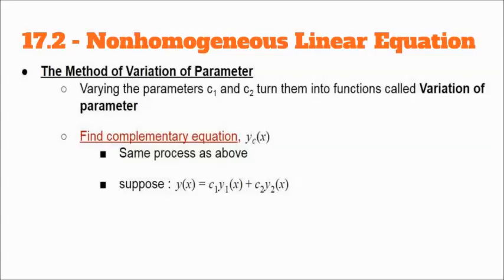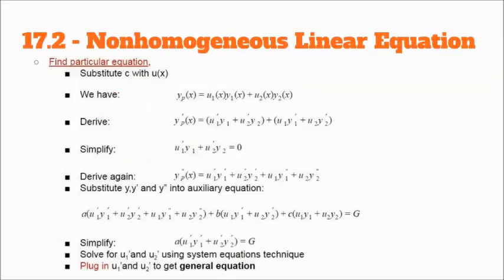Now, the second method is the method of variation of parameters. Suppose we already solved the homogeneous equation, and we write the solution as y of x equal to c1 y1 of x plus c2 y2 of x, where y1 and y2 are linearly independent solutions. Now, let's replace the constants or parameters c1 and c2 in the equation by arbitrary functions u1 of x and u2 of x.